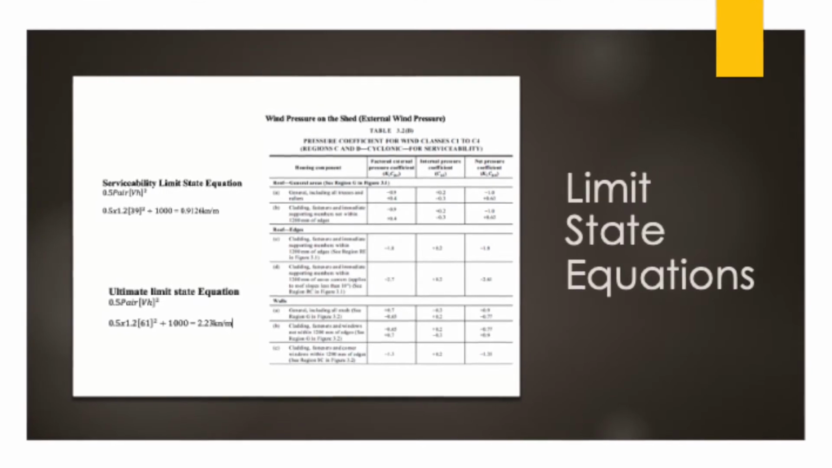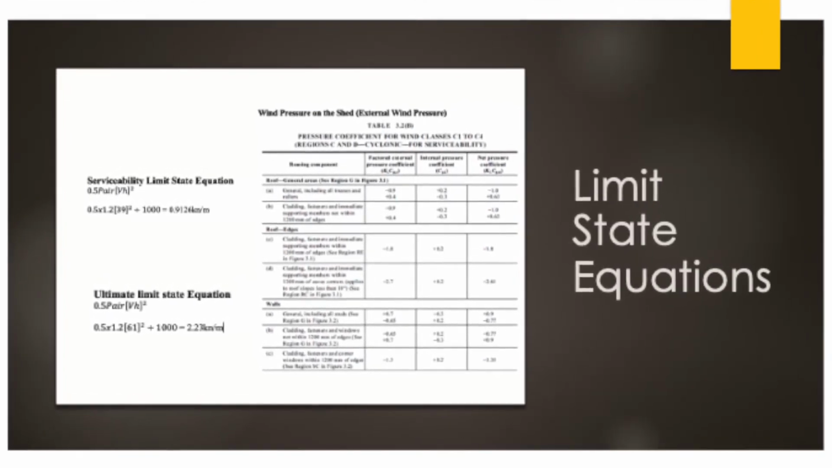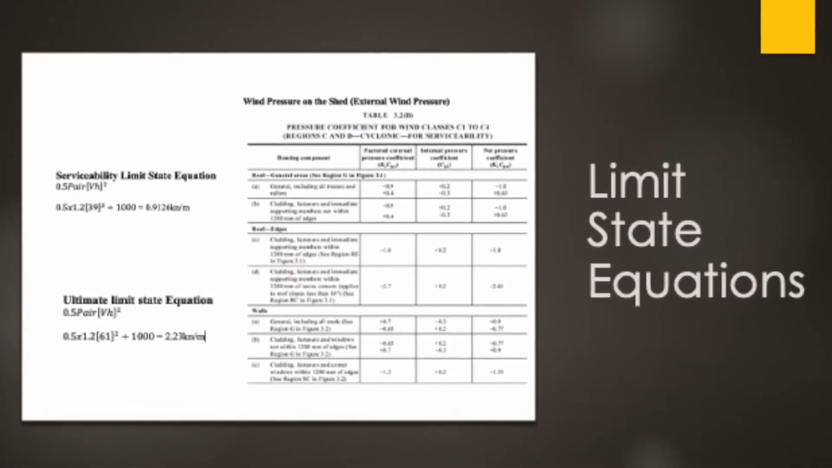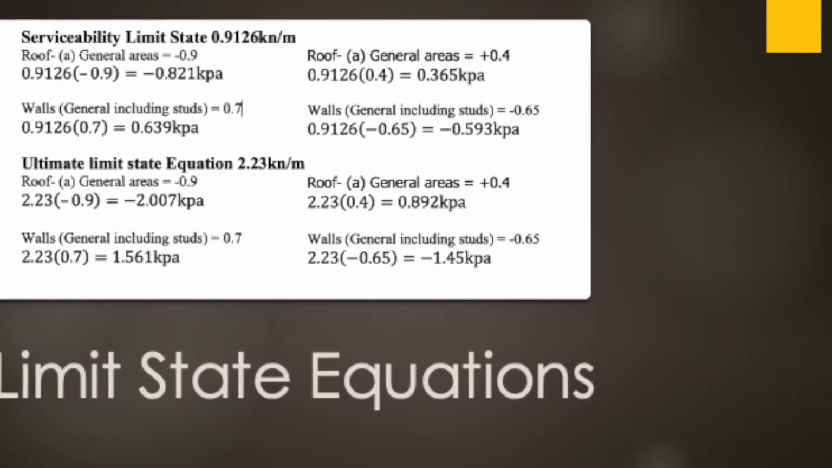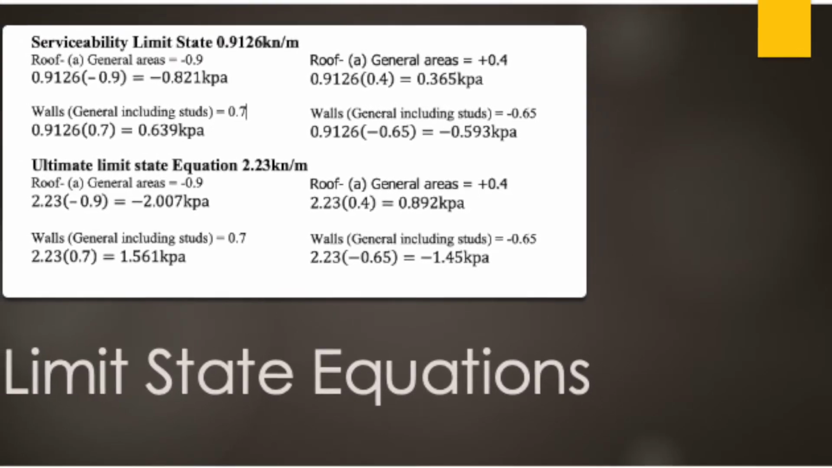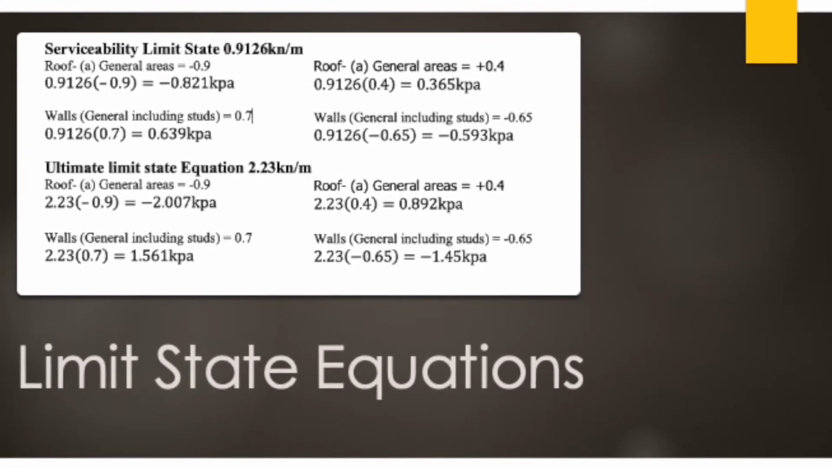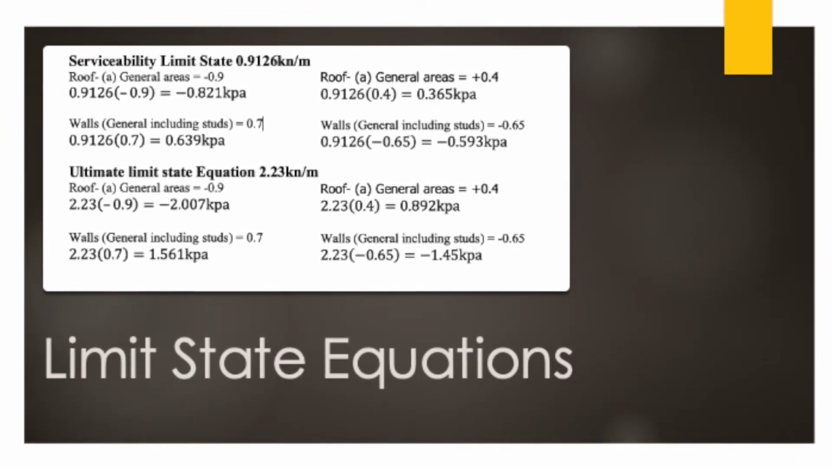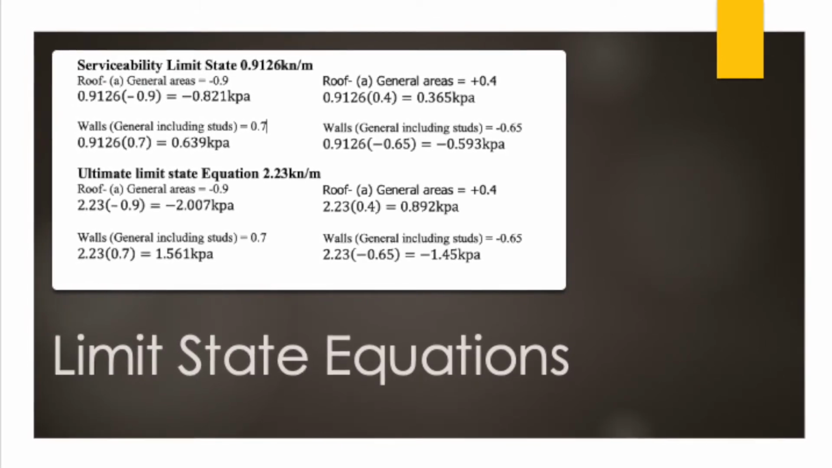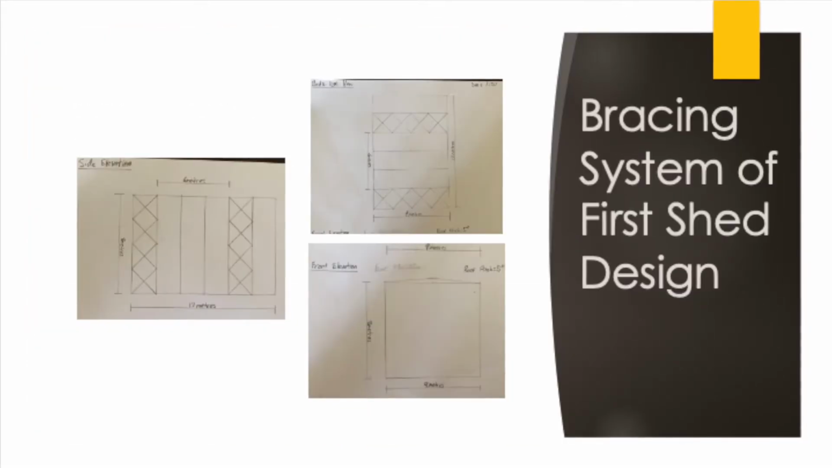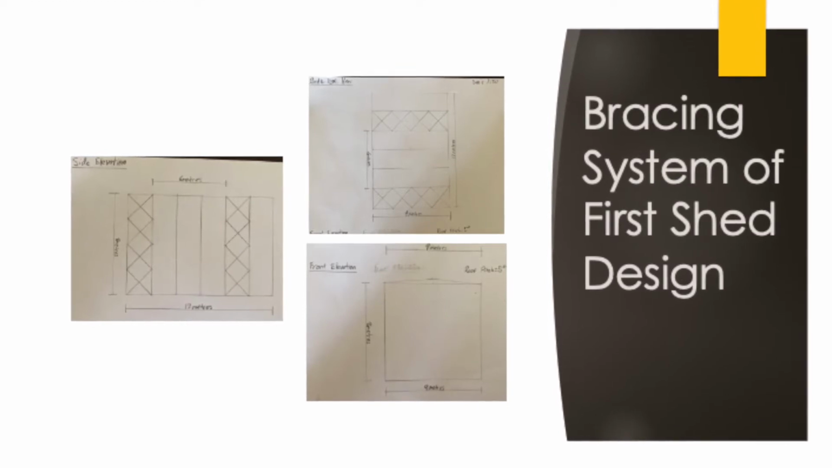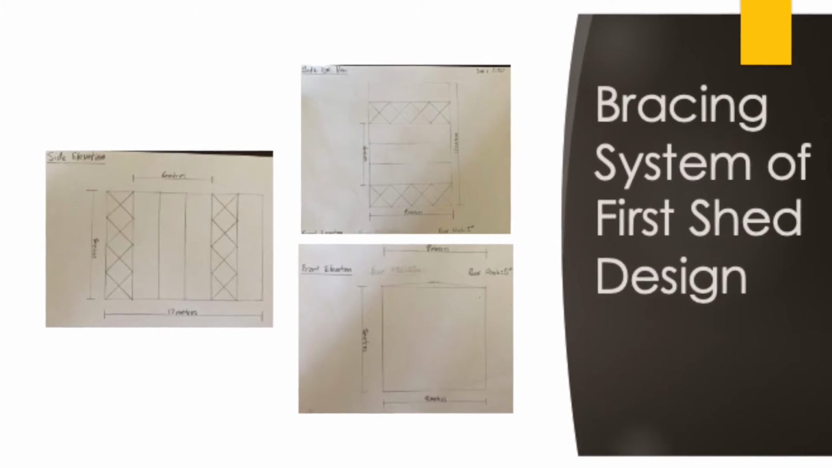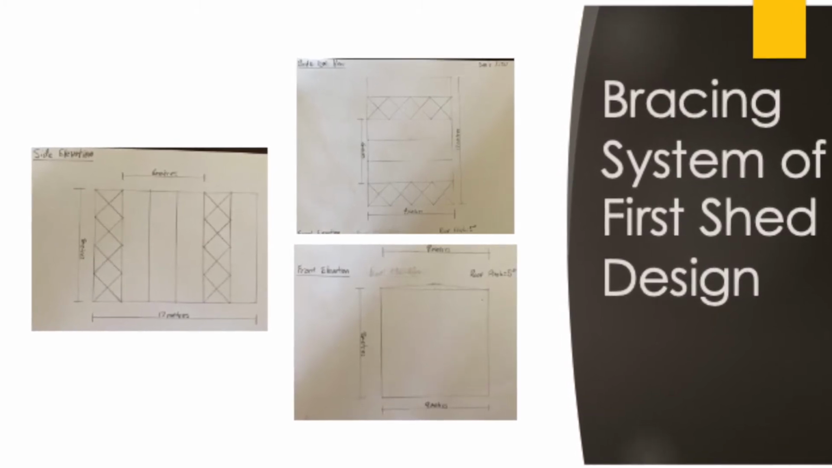Limit state equations. In this slide you can see the serviceability limit state equation and the ultimate limit state equation. From the serviceability limit state equation and the ultimate limit state equation, we can now find the equations of the roofs and the walls. From the equations that have been identified and found, we can now design the bracing system of the first shed.